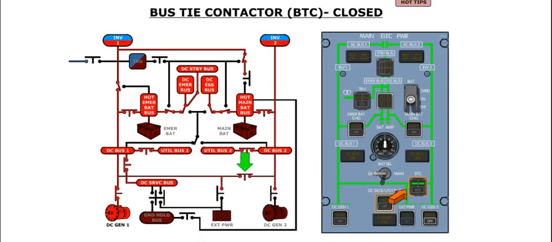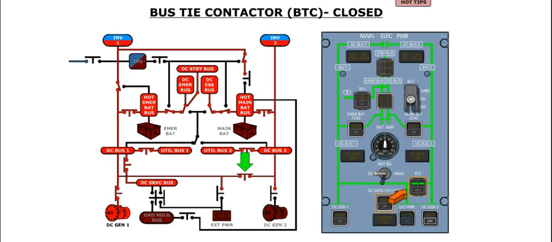If only one engine is operating and external power is selected off, the operating generator can power both DC buses through the bus tie contactor. This contactor will automatically close, provided the BTC push button is released out. The released out is the normal position of this push button. The position of the contactor is indicated by the green flip bar. This bar is visible when the bus tie contactor is closed.